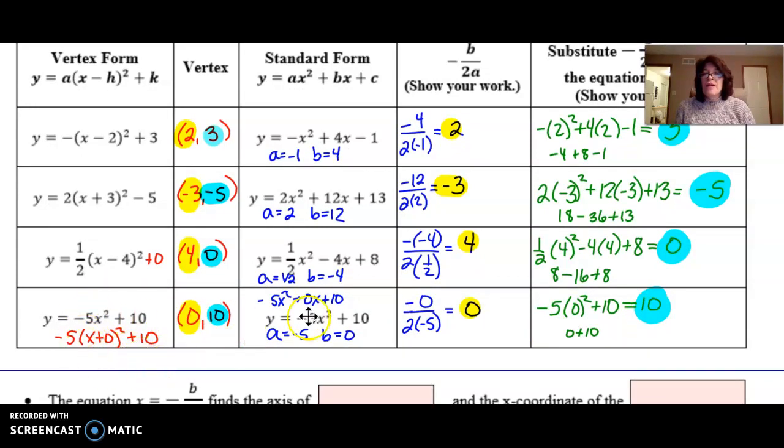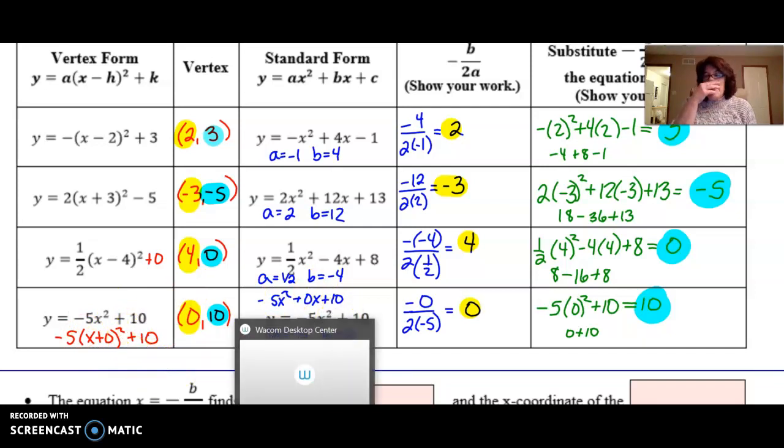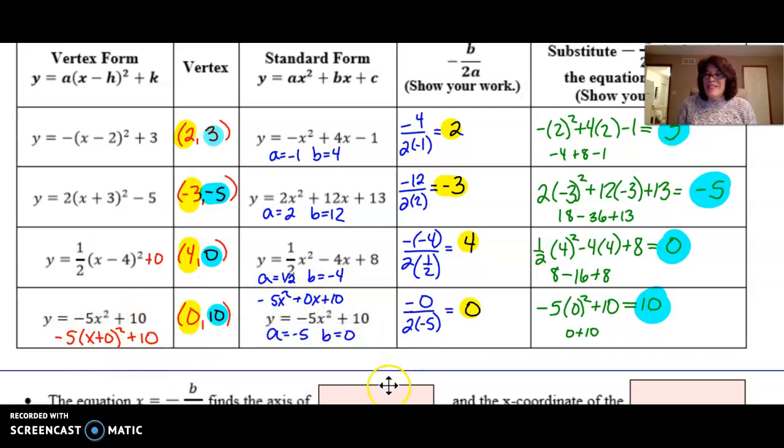Here I can see clearly that the vertex is 0, 10, because it's in vertex form. Oh, standard form and vertex form are basically the same here, aren't they? Isn't that interesting? Okay, I can think of this as x minus 0 squared plus 10, or x plus 0 squared. I would write x minus 0 squared plus 10. And I can see the vertex is 0, 10.